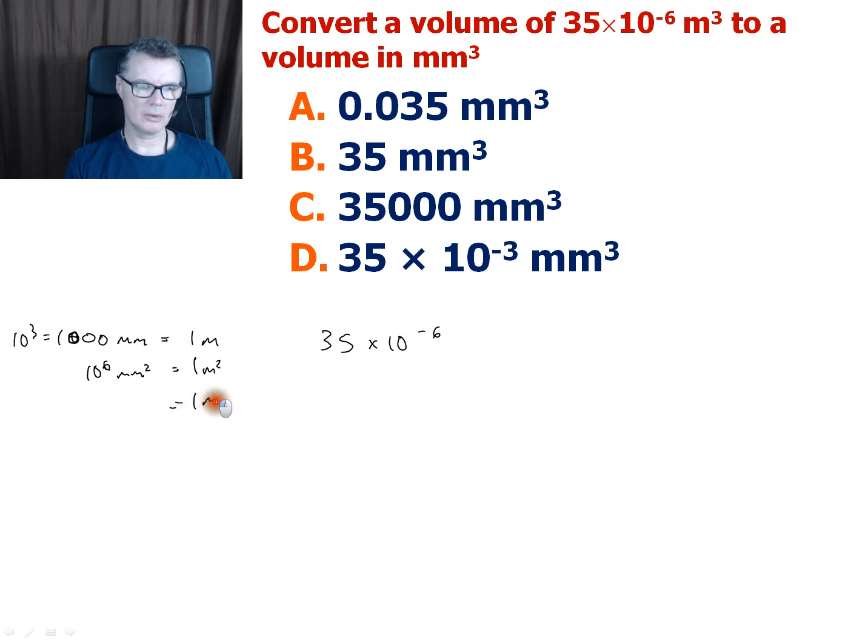And for a volume, that would be 1,000 times 1,000 times 1,000, which would be 10 to the 9. And then if you're doing a second moment of area, that would be 1 meter to the power 4, which would be 1,000 times 1,000 times 1,000 times 1,000, which would be 10 to the 12. Okie dokie, so we are doing a volume here. If we've got this amount of meters, we're going to have an awful lot more millimeters.